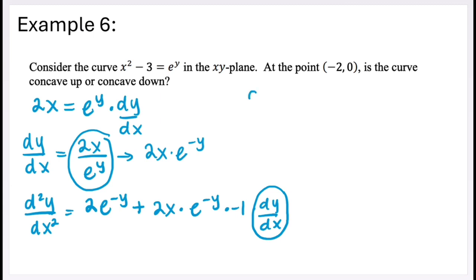So I'm going to have d2y over dx2 equals 2 over e to the y. So I just move this back down. Plus, well, actually, I'll do minus. Well, it's going to take forever to try to erase that plus sign. Let's see.